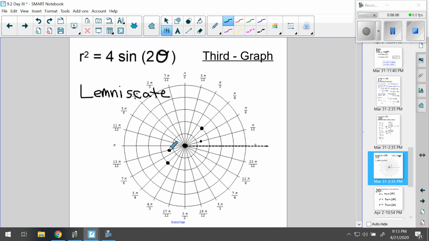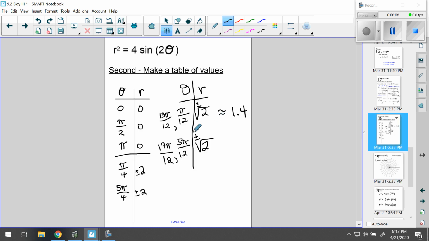So that'd be 13 pi over 12. And you'll notice I went ahead and wrote that value on my table. The next nice value on the unit circle would be for sine, like 5 pi over 6 would be a great choice because it also has a sine of 1/2.